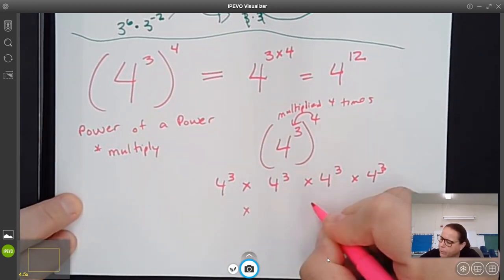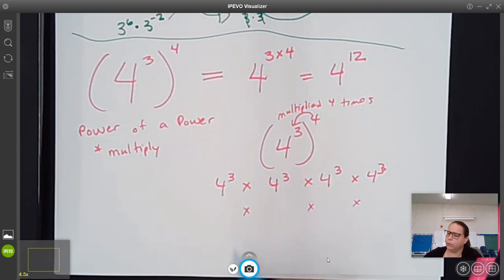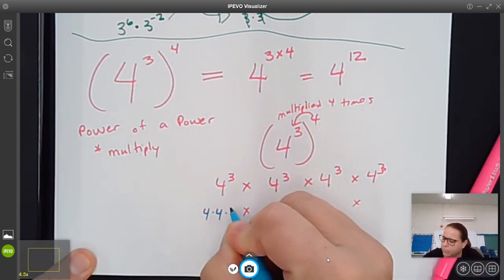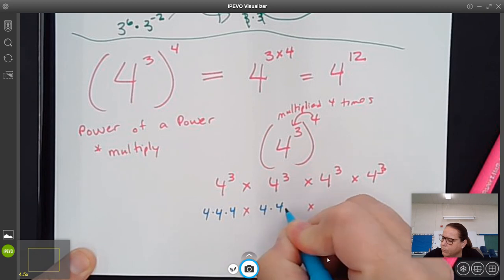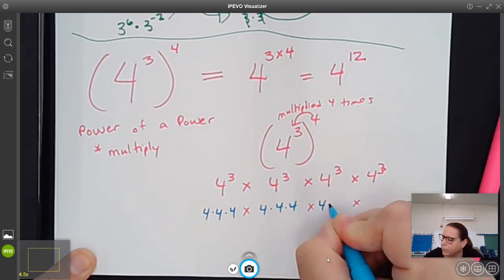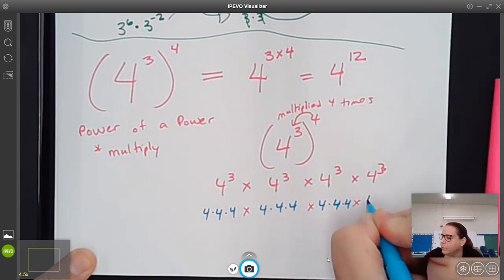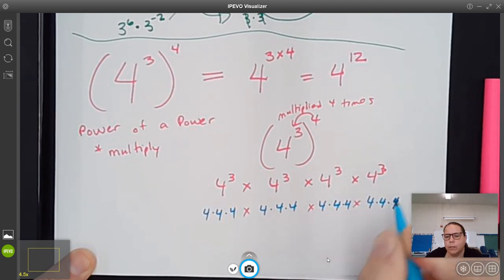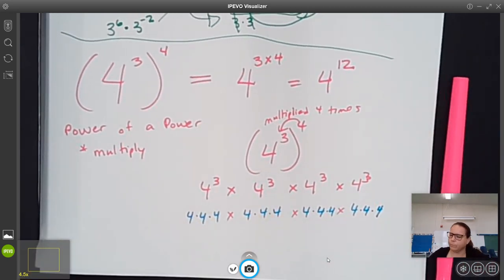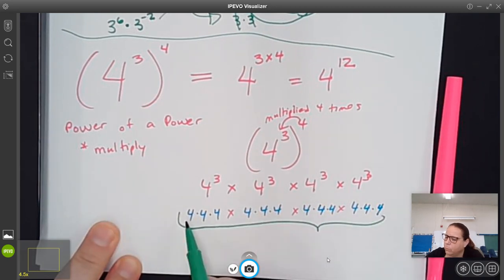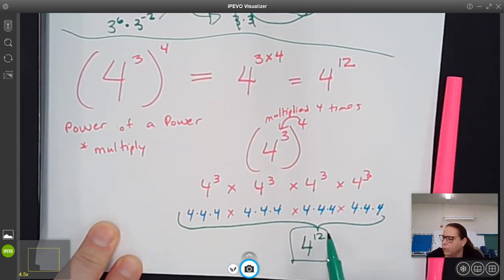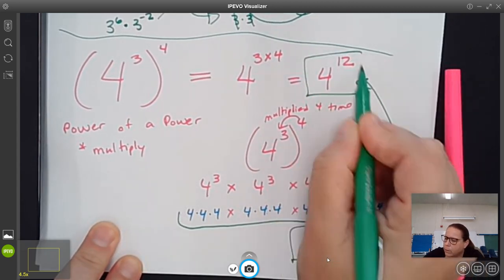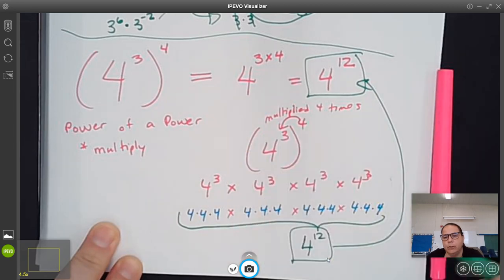So I'm going to write these multiplying down here. Then we take these 4 to the 3rds, and this is 4 times 4 times 4 times 4 times 4 times 4 times 4 times 4 times 4 times 4 times 4 times 4. And so now you can see that if you take them all together, 1, 2, 3, 4, 5, 6, 7, 8, 9, 10, 11, 12, there are 12 fours being multiplied in a row. So the rule is faster, but if you just remember what an exponent means.